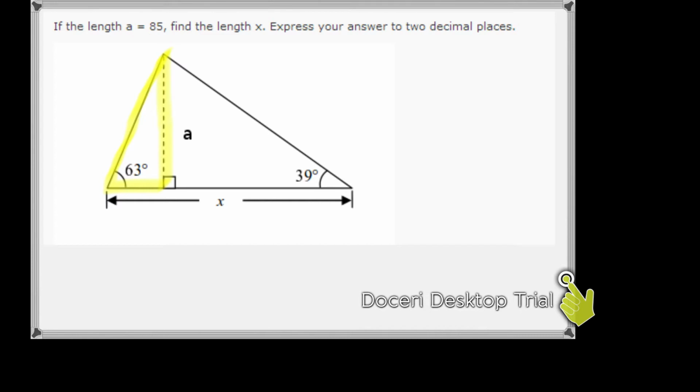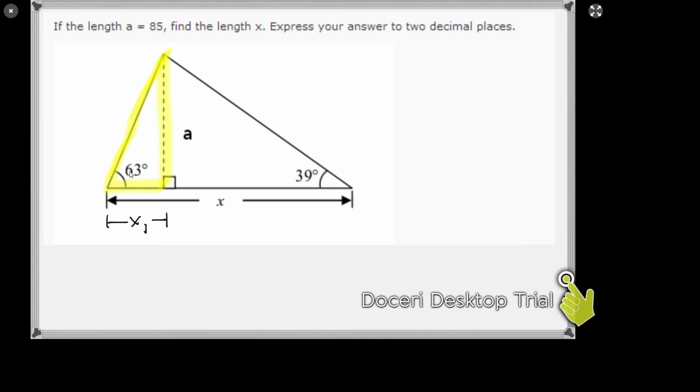We'll use a little trigonometry to find the length of this line segment x1 right here. To do that, we'll look at this triangle, and we have this angle 63 degrees right here. In this triangle, this side would be the side opposite, and x1, this little side here, would be the side adjacent to that angle.